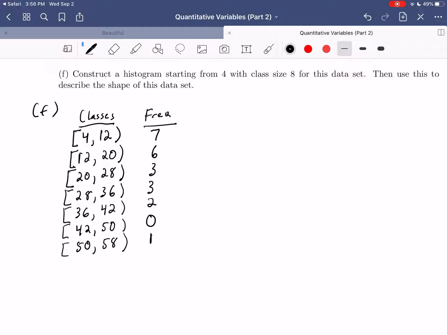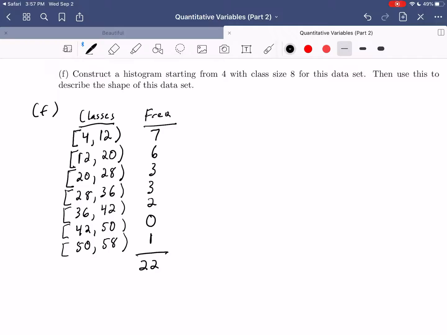There should be no doubt what these frequencies sum up to if you want to do a quick check to make sure you didn't miscount anything. 7 plus 6 is 13, plus 3 is 16, plus 3 is 19, plus 2 is 21, plus 1 is 22. Of course, it has to add up to 22 because, well, we had 22 individuals in our sample.